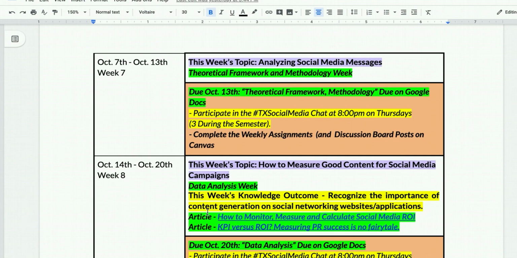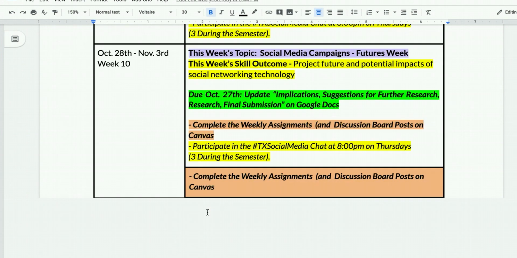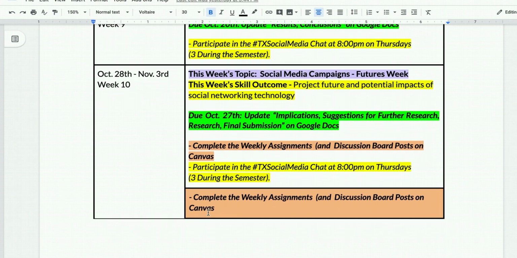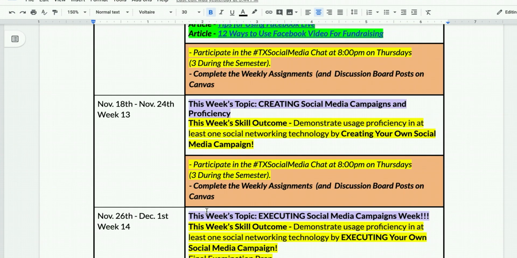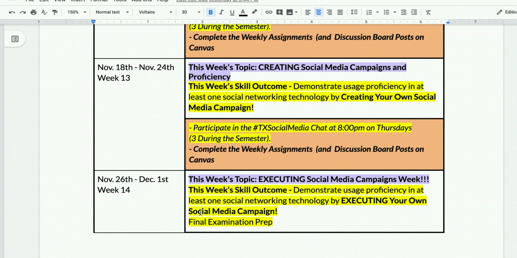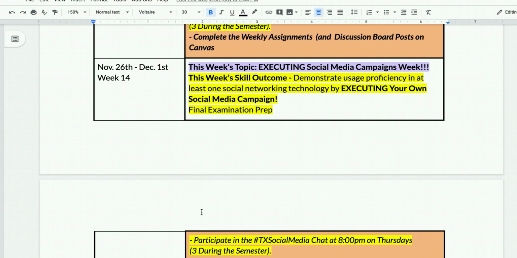Okay, so the weeks are pretty much self-explanatory. I will remind you guys about what's due during the week. And then, in the last portion of the course, we will have an executing social media campaign. So that is something that you guys will need to come up with. And also you will need to create it as well as execute it. So you will need to get people excited about your campaign topic. And each of you will have a different campaign.